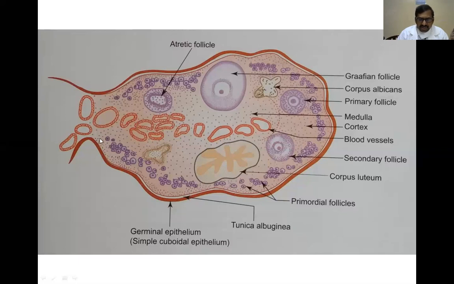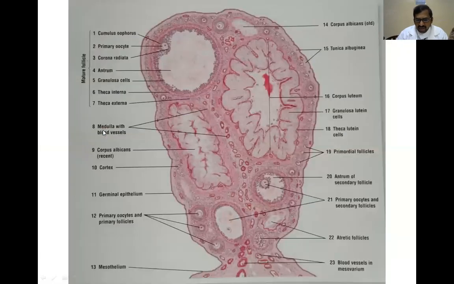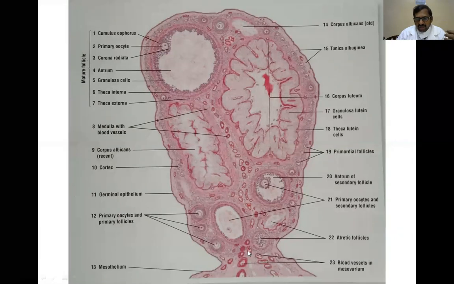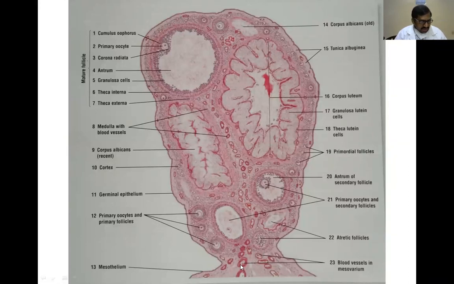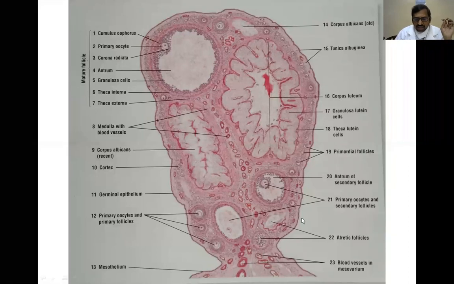Here at this side, there are some specialized cells present, called hilar cells. This area is the hilum of the ovary, the entry and exit point of the ovary. At this area, there are specialized hilar cells, and these cells are probably responsible for the production of the male sex hormone, androgen, in females. That is why this is also very important.